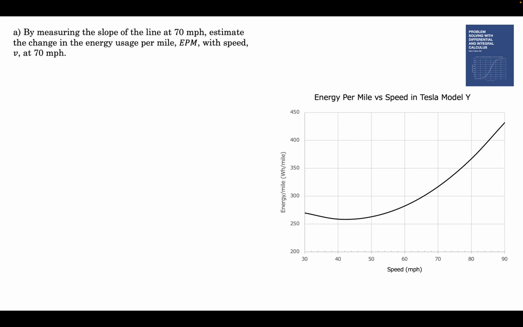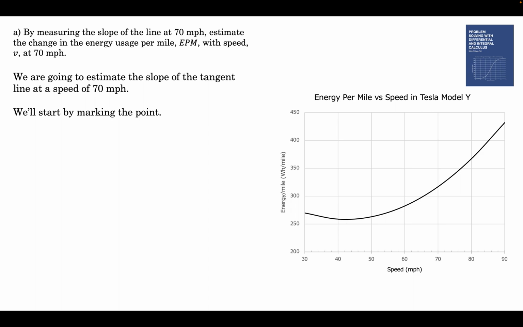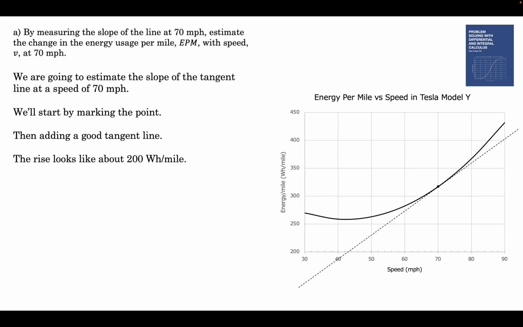So I want to get the change in the energy usage with speed at 70 miles an hour. So we're going to use a tangent line. We're going to mark the point at 70 miles an hour. There it is. And we're going to add a good tangent line. There it is. The rise is pretty easy. 200 watt hours per mile to 400 watt hours per mile. So that's 200 watt hours per mile. That's the rise. The run looks like, I'm going to say 43 to 90, which is 47 miles an hour.